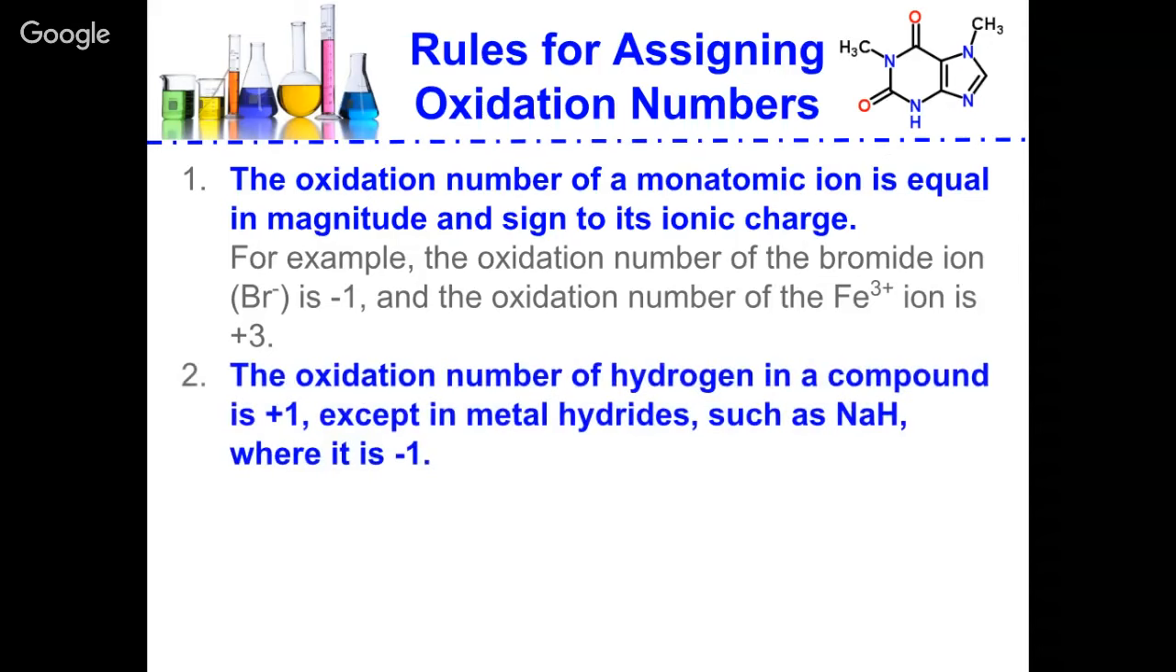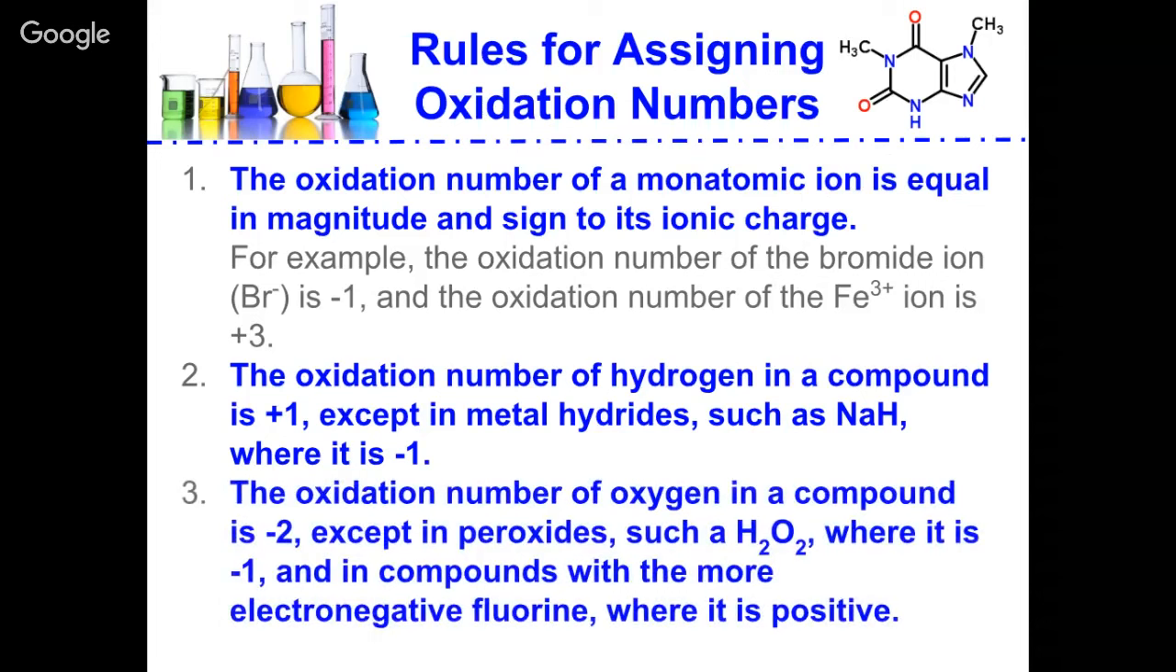The oxidation number of hydrogen in a compound is +1, except in metal hydrides. So most of the time, if hydrogen is the first thing, it's going to be +1. And if it's the second thing, it's going to be -1. The oxidation number of oxygen is always -2, except when it's in a peroxide, then it changes to -1, and it becomes +1 if it's attached to fluorine.